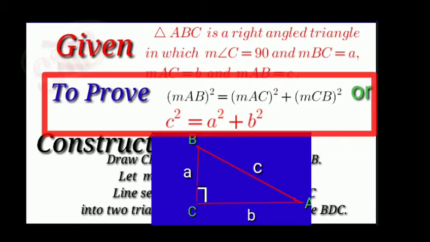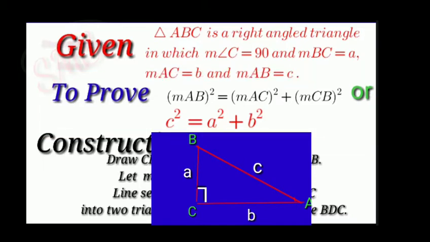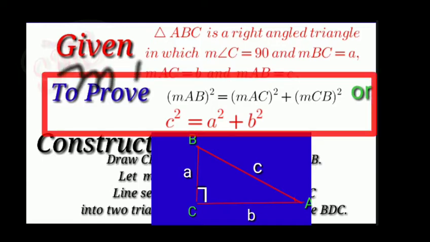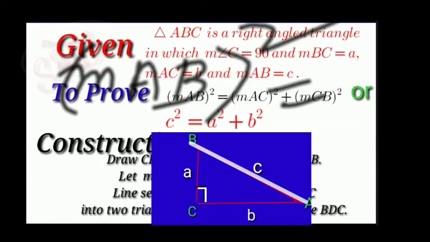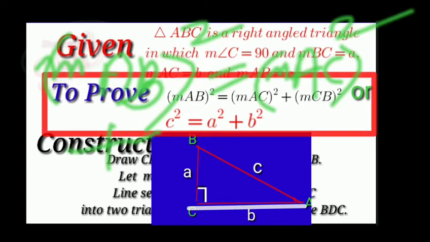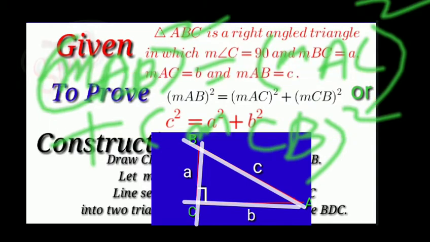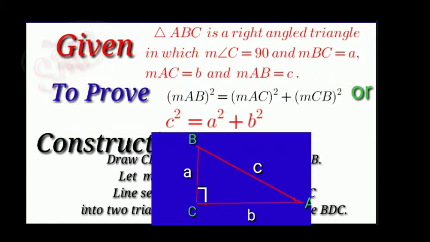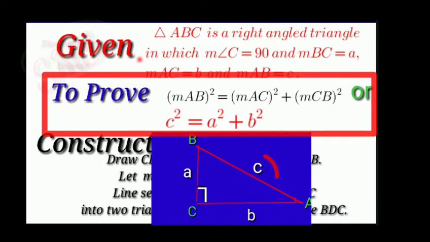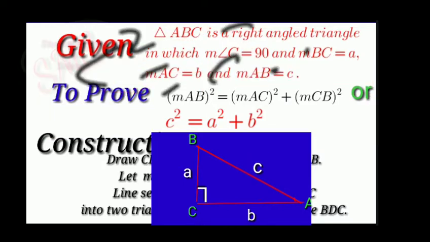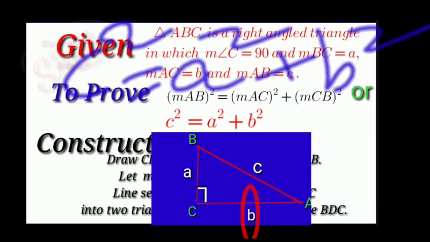To prove by using the Pythagoras theorem: the square of the side AB is equal to the square of the side AC plus the square of the side BC, or C square is equal to A square plus B square.